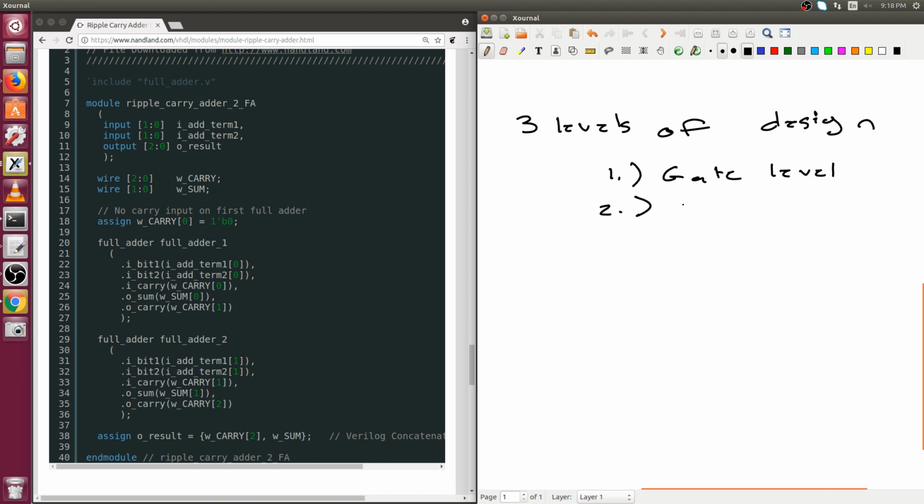There is, oh, what's the second one? Is it functional? There is functional design, I think. And then 3, there is behavioral design. Now, gate level design is exactly what it sounds like.